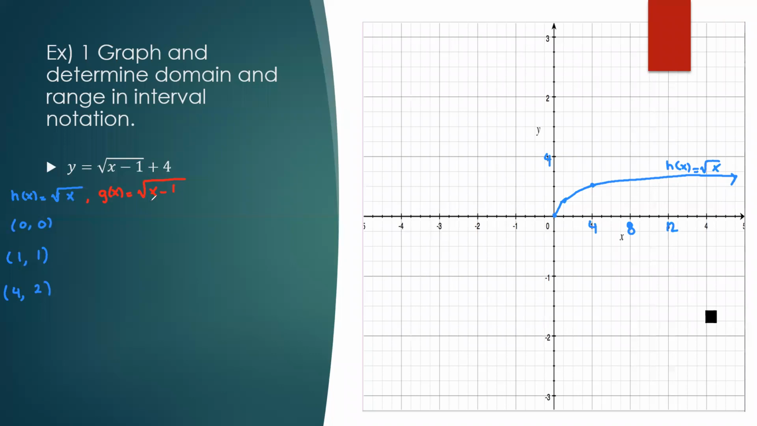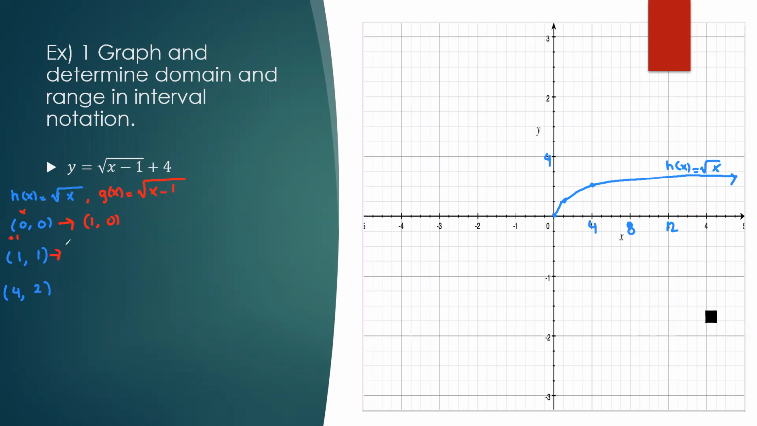You're shifting it 1 unit to the right, or you're adding 1 to the x value. So what that means is you're adding 1 to the x value. So 0, 0 is no longer going to be 0, 0. It's going to be 1, 0, right? You're just adding 1 to the x coordinate, right?